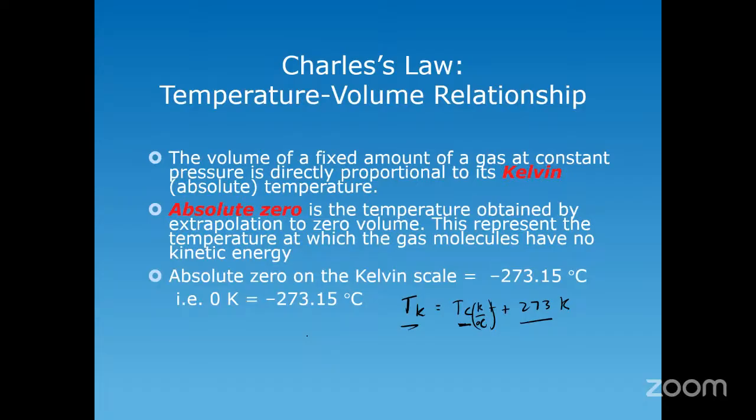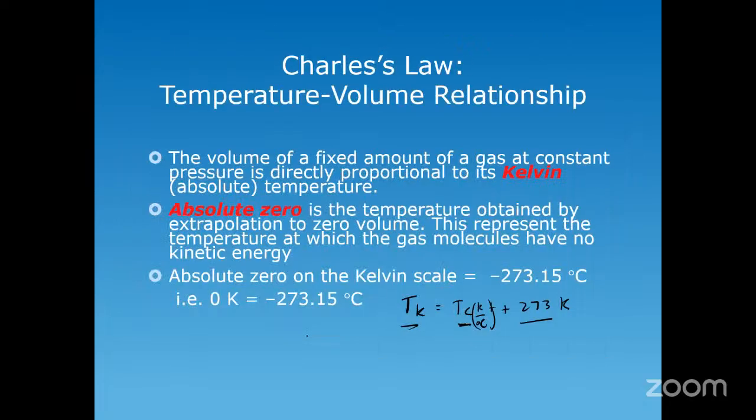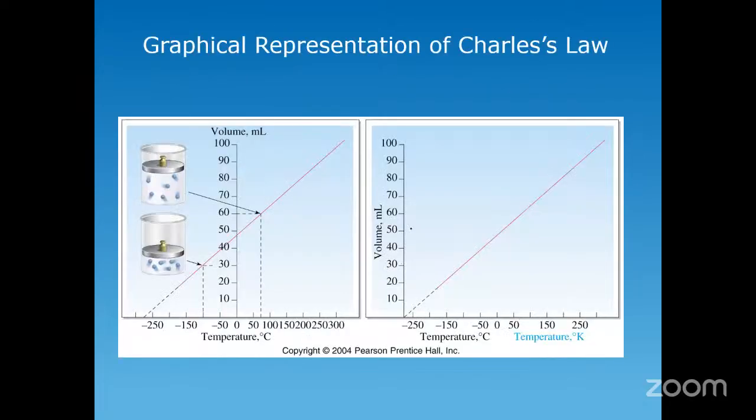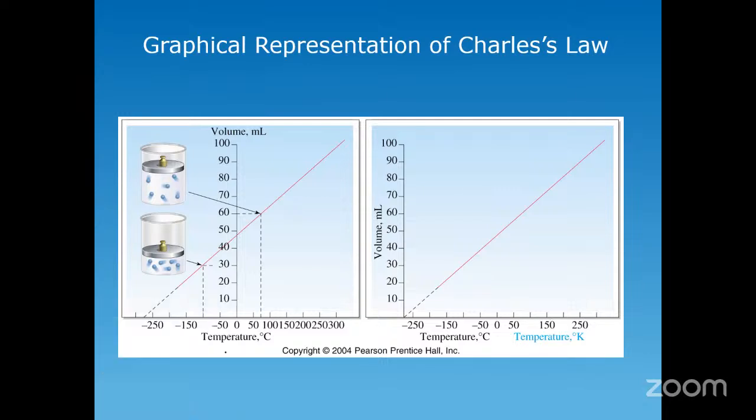So that's basically the relationship between the Kelvin scale and the Celsius scale, based on the adoption of the Kelvin scale, where 0 Kelvin is set to be equal to minus 273.15 degrees Celsius. Now, let me show you graphically what we're talking about. This is the graph of volume on the y-axis versus temperature in Celsius on the x-axis.